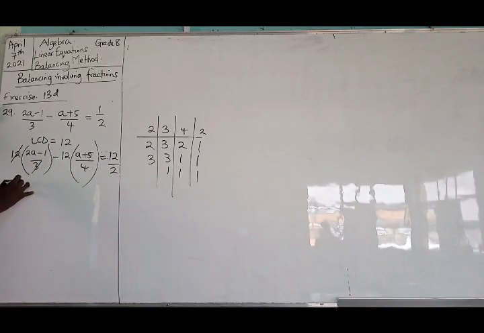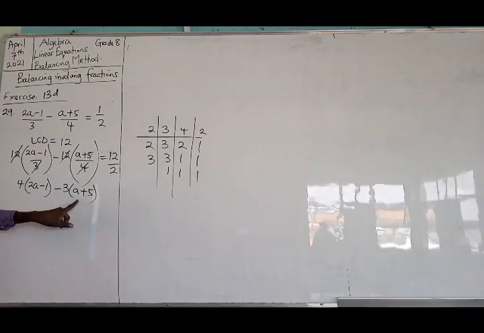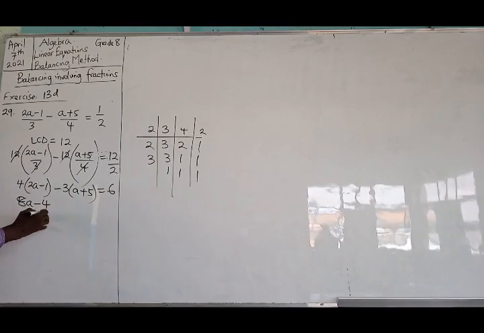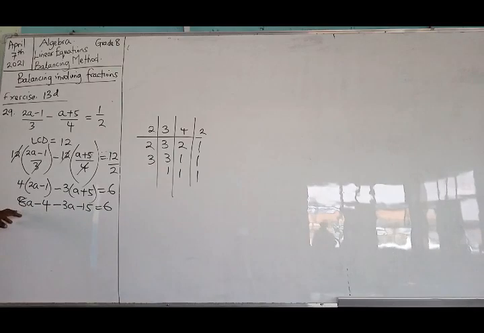This and this will give you 4 into 2a minus 1 minus 3 into a plus 5. Notice that I'm now using brackets. I'm using brackets because I have a negative here, and this will be equal to what? 6. The next step is to open this bracket. I'm going to have what? 8a minus 4. This negative will multiply the bracket, and you have negative 3a, negative 15 equal to what? 6.